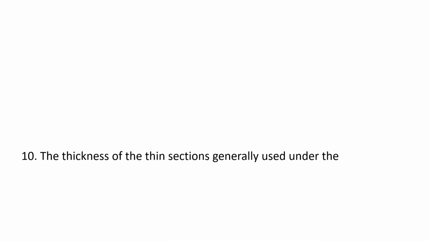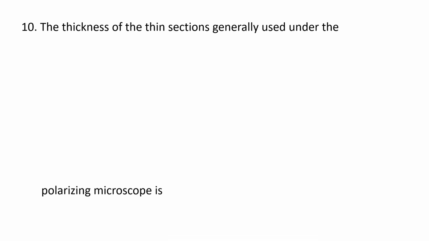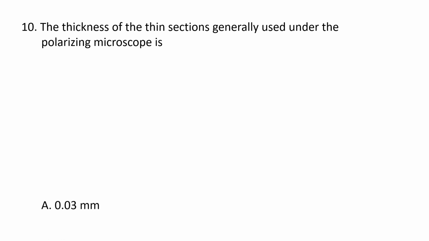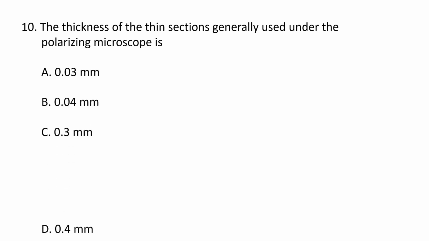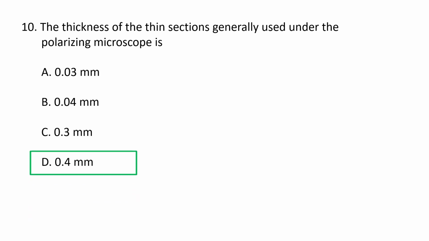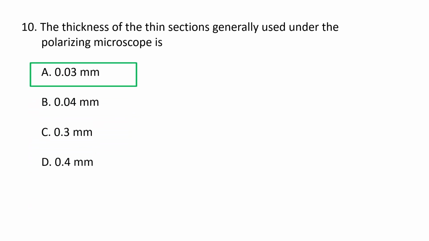Next question. The thickness of the thin sections generally used under the polarizing microscope is A. 0.03 millimeters, B. 0.04 millimeters, C. 0.3 millimeters, and D. 0.4 millimeters. The correct option goes as A, 0.03 millimeters. The thickness of the thin sections generally used under the polarizing microscope is 0.03 millimeters.